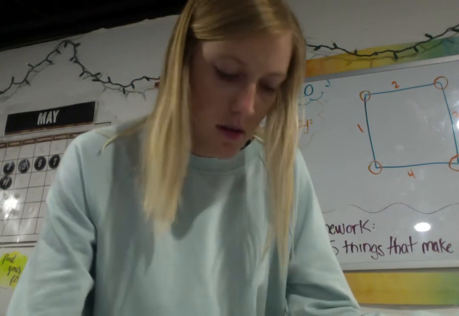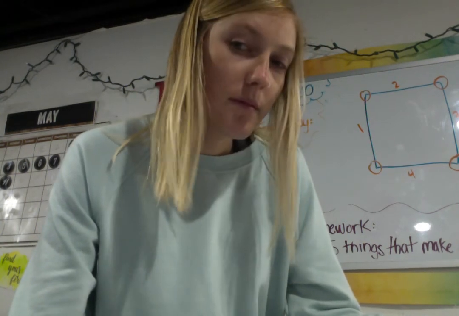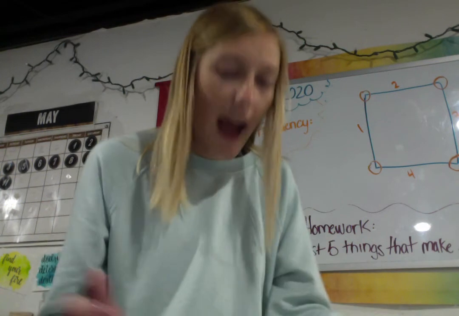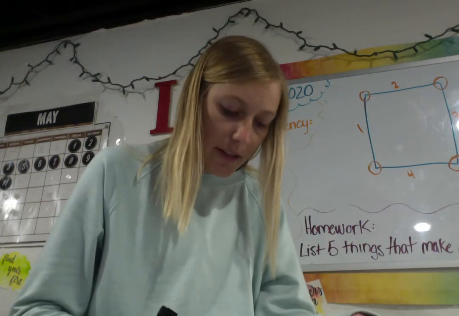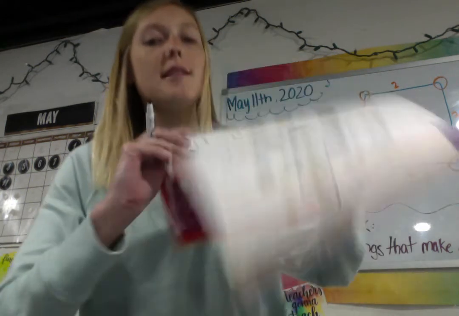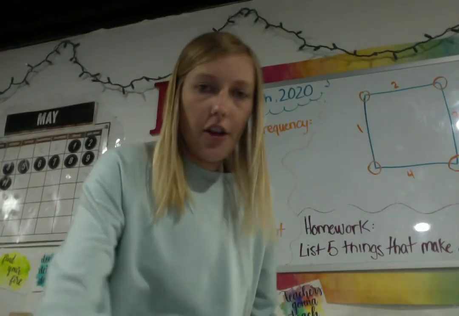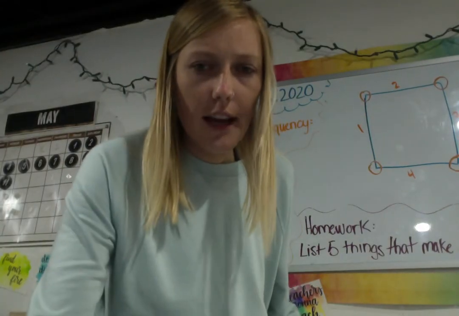Is it the picture frame? No. The button. The button, yeah. The picture frame is a little bit different. The picture frame has a little bit longer sides. So for that one, you want to circle that button. That yellow button is the same shape as that square. Good. Okay.